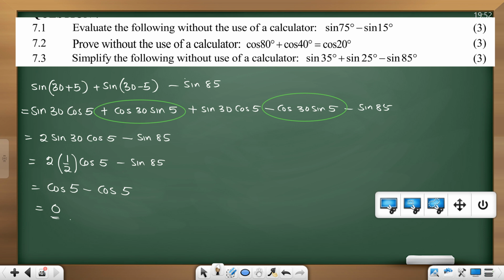Lindo, co-functions. If 2 angles give you 90, we can change from sine to cos. Never ever forget that rule. Sine 85 is the same as cos 5, because 5 plus 85 would give you 90. A lot of things are going to be hiding on co-functions. So I'll re-emphasize that next week again.